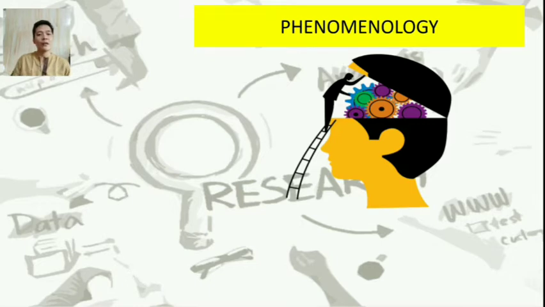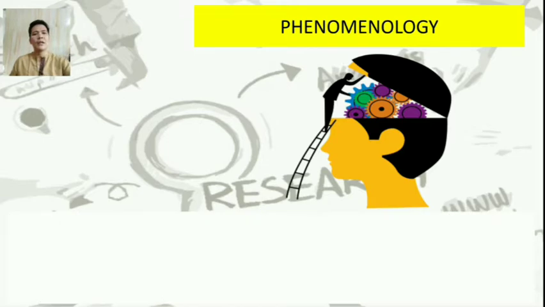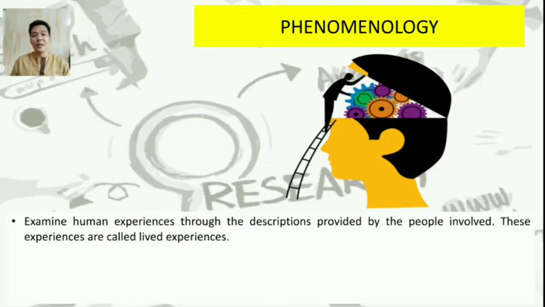So phenomenology comes from, of course, the root word phenomenon. A phenomenon roughly refers to an observable fact or event or situation. Or it may refer to any situation, concern, problem, topic, or issue that is of interest to a researcher. So as a qualitative research design, phenomenology attempts to examine human experiences through the descriptions provided by the people involved.